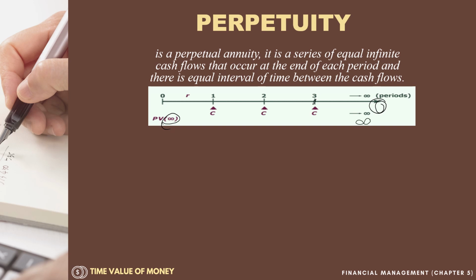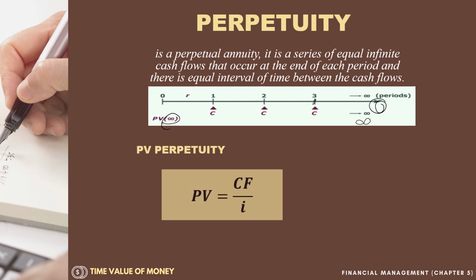Meaning there is no endpoint for the cash flows. Now, because perpetuity is infinite, we cannot compute for its future cash flows, or future value. We can only compute for its present value. For the present value, the equation is cash flows divided by the interest rate.